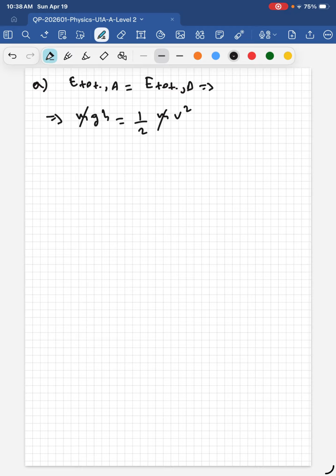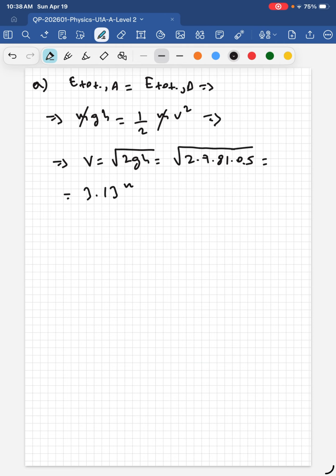I mean, this is a very common equation that appears over and over again. So v is the square root of 2gh, or 2 times 9.81 times 0.5 meters. So v is 3.13 meters per second, which is about 3 meters per second.